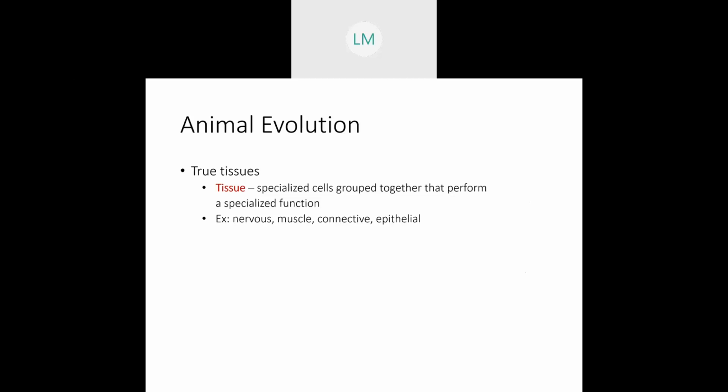So true tissues. We talked about how most of our animals have these true tissues. That means that there are specialized cells that have grouped together to perform some sort of specialized function. The phylum Porifera, the sponges, don't have these specialized cells that perform these specialized functions. These are things like nervous tissue, muscle tissue, connective tissue, epithelial tissue. All of those types of tissues are in our groups of animals that have tissues. Sponges do not have these specialized cell groups.